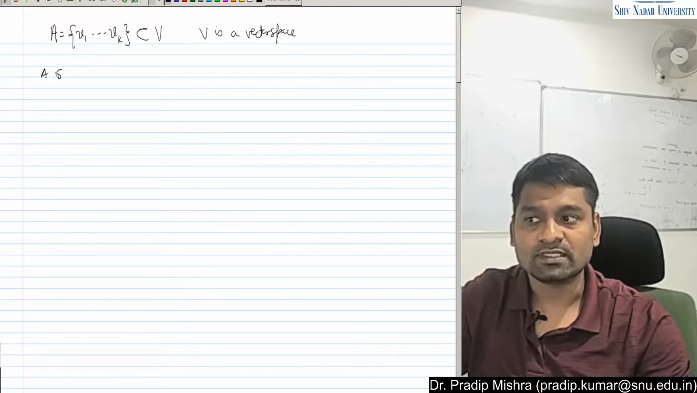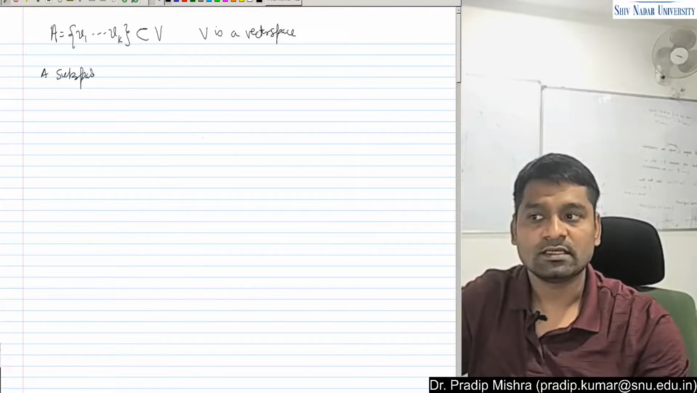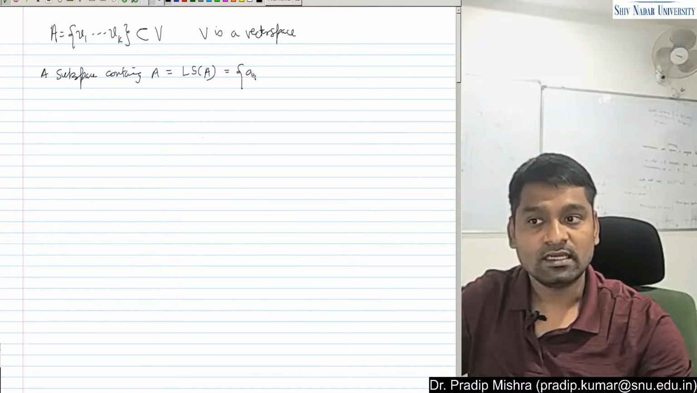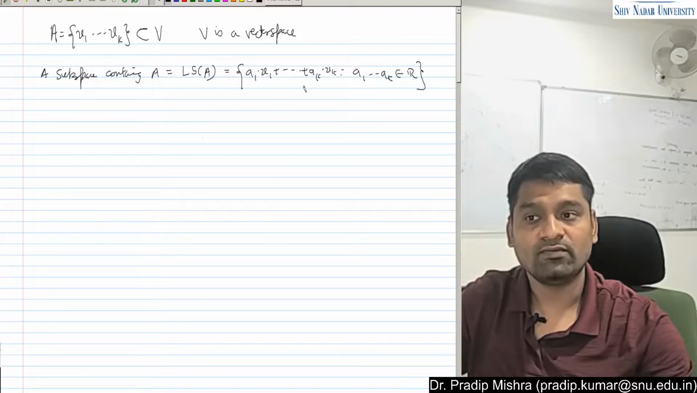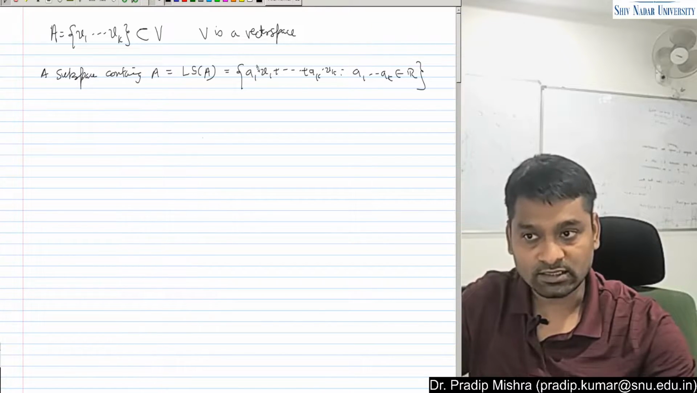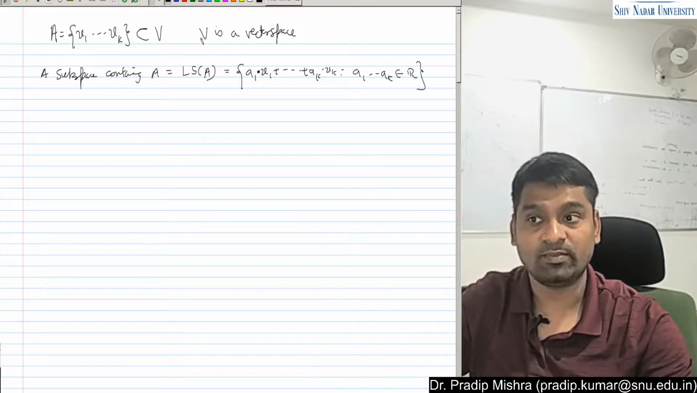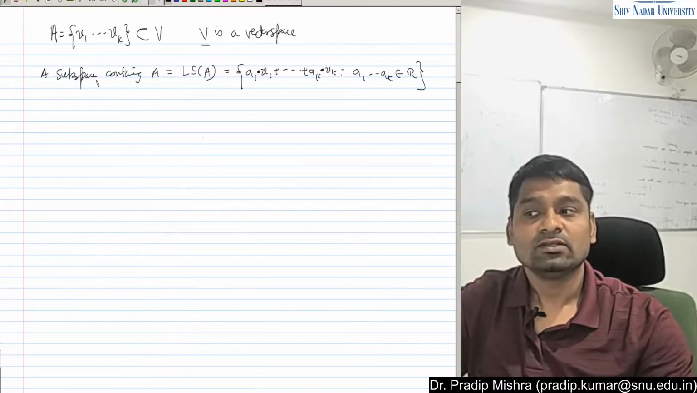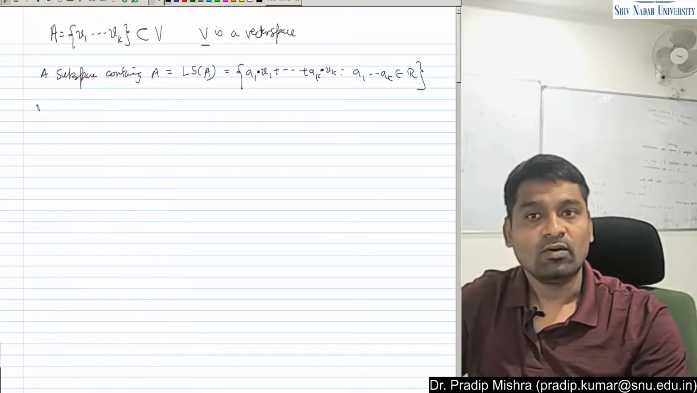Then a subspace containing A is basically LS(A). This is the subspace containing A, and it is defined as {a1 v1 + ... + ak vk such that a1 to ak belong to R}, and this product is a scalar multiplication of V. So this is the subspace containing A.